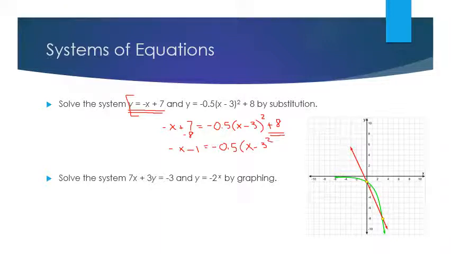Now, at this point, I could expand my (x minus 3). I could divide both sides by negative 0.5. But what I think I would do is expand this (x minus 3) squared. And remember, this is the same one that we did before. So this was the one that was x squared minus 6x plus 9. And this is still being multiplied by 0.5.